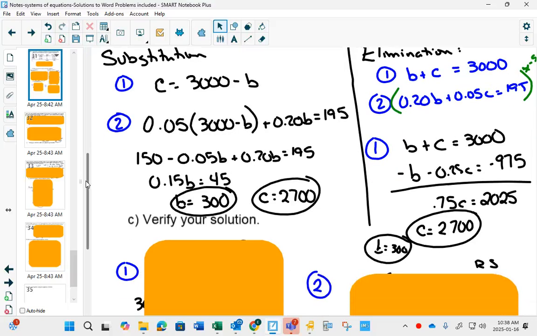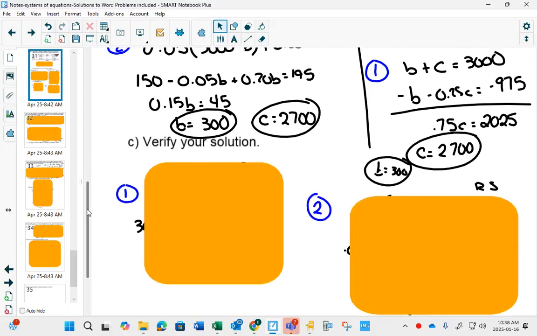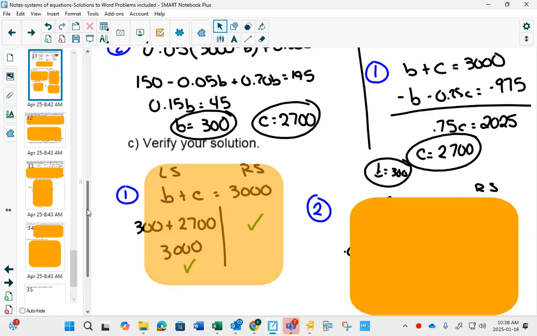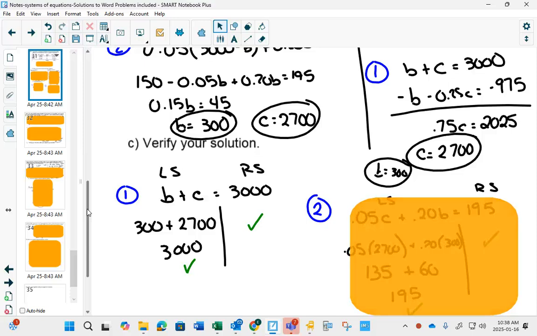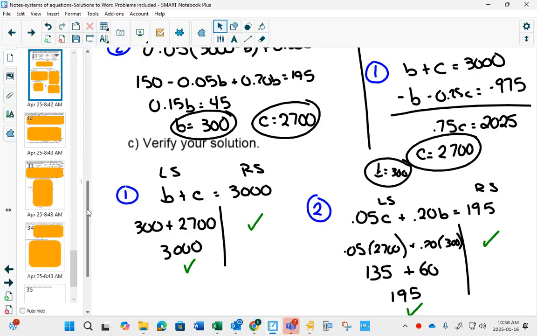When a question asks you to verify, you take each equation, write it out, draw a line, separate the left side and the right side, plug in your answers and see if they match. If they match, then you verified your first equation. Same thing with your second equation. Write your left side and your right side. Make them equal. And if they work, then you verify them.